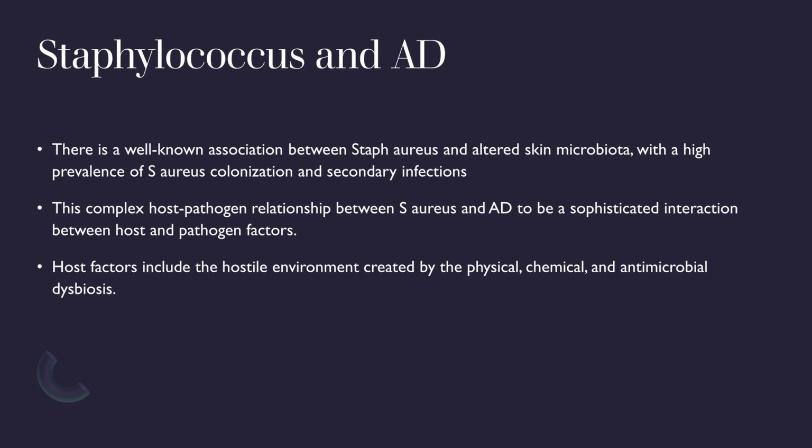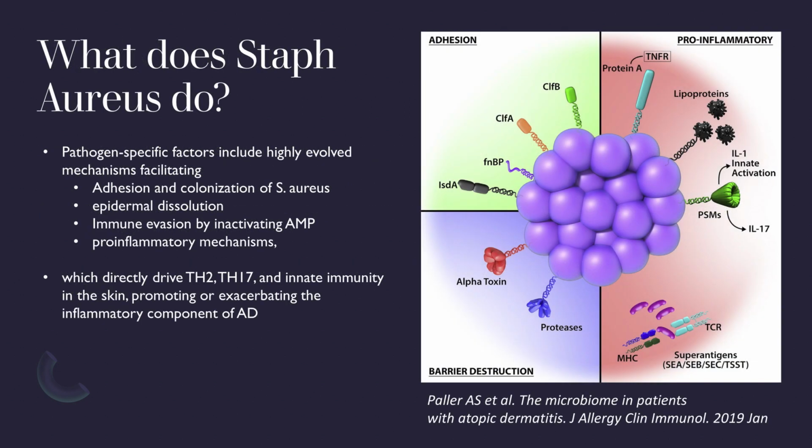All right, so Staphylococcus and AD, there is a well-known association between the two. There is high prevalence of Staph aureus colonization and secondary infections in AD patients. It's a very complex host-pathogen relationship, okay? The host factors include the hostile environment created by AD, and that leads to microbiome dysbiosis, which causes more and more staph to be colonized, all right? In essence, that's exactly what happens. But of course, let's go through it a bit more.